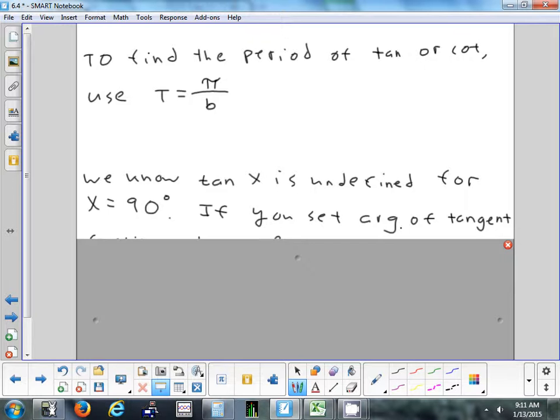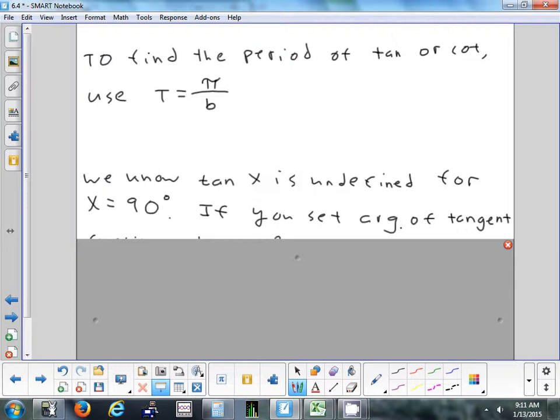So the idea is, can we just find one asymptote? If we can find one, and we have this formula to find the period, then we can find another asymptote by starting at the one we found and then adding the period to it, and then adding the period again and again and again.